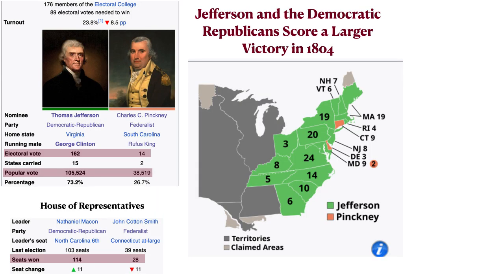So that Louisiana Purchase made Jefferson extremely popular. And in 1804, the Democratic Republicans just score a huge victory. You could see 162 electoral votes to Charles Pinckney of South Carolina and his running mate Rufus King getting only 14. And the popular vote, which is admittedly only in a few states, it's even more imbalanced. In the House of Representatives, you could see the Democratic Republicans won 114, the Federalists only 28, and if you look at the Electoral College, only Connecticut and Delaware went for Pinckney.